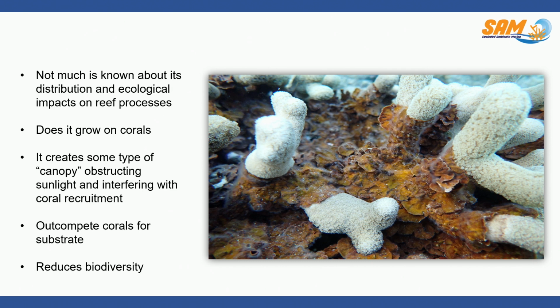Not much is known about this algae, its distribution and the ecological impacts on the reef processes. And we got so many questions, like, does it grow on corals or on the live coral tissues? We have seen things in the wild, like that it creates some types of canopies, like they're hollow inside, and they may obstruct sunlight and interfere with coral recruitment. It may be outcompeting corals for substrate and reducing biodiversity in the reef, making it a little bit homogeneous.